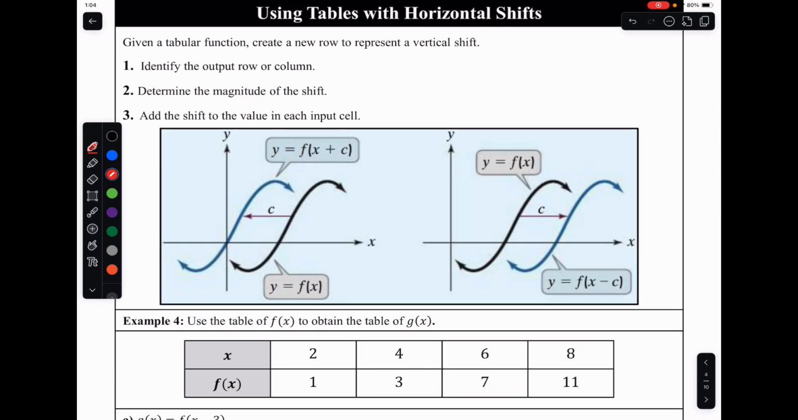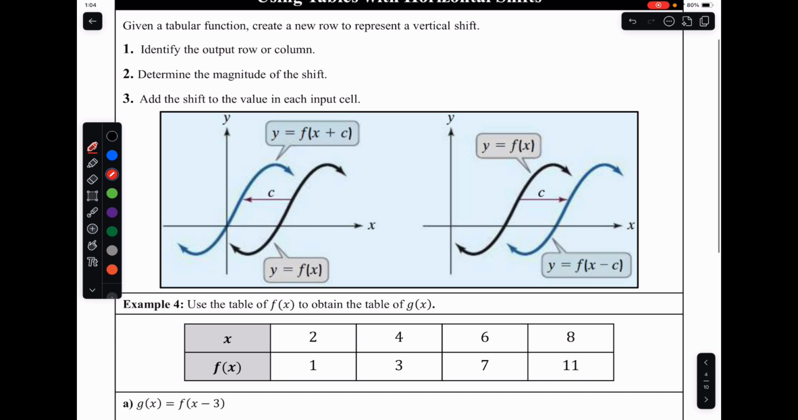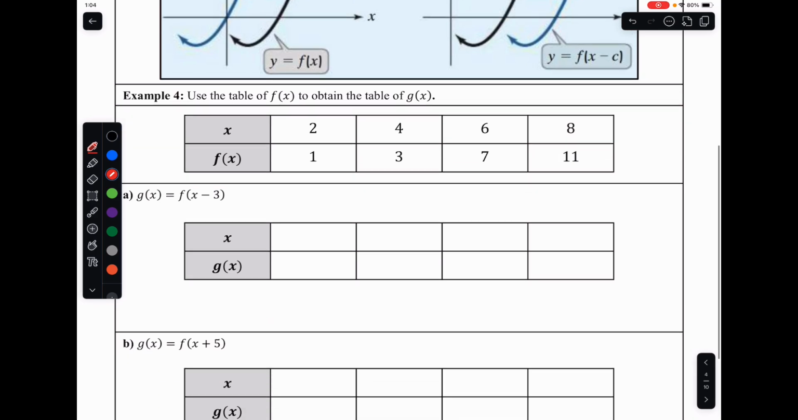So let's look at the table of a horizontal shift. We apply this concept again, like I mentioned, and simply do the opposite operation as indicated in the notation. We can identify again the horizontal shift to these functions. So in this example 4, we have part A, part B. I have the two notations. So for A, I have g is going to equal f of x minus 3. So it's going to be the exact same graph of f, but simply shifted 3 units to the right.